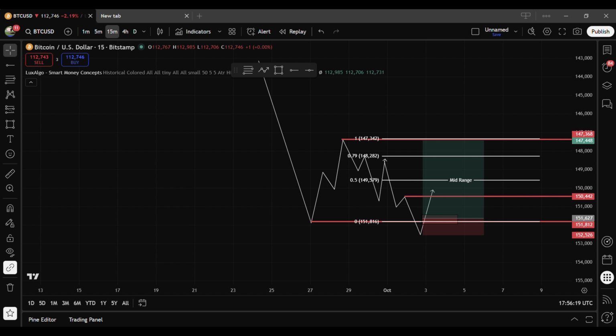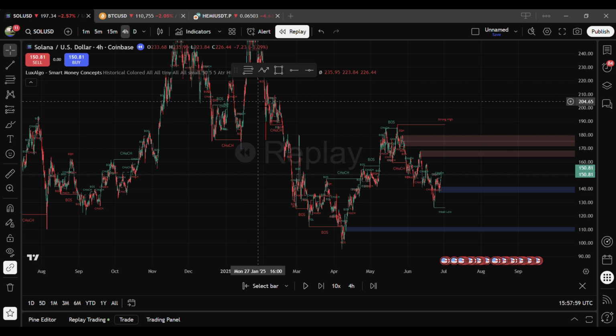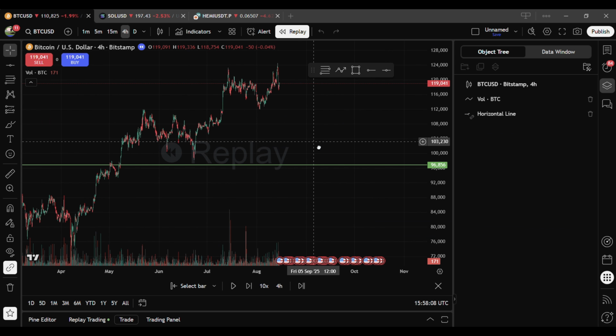And now let's go through a few examples so you can see how it looks in real time. So right now, I just want to show you like 3 live examples from 3 different crypto coins. So let's start things off with Bitcoin.